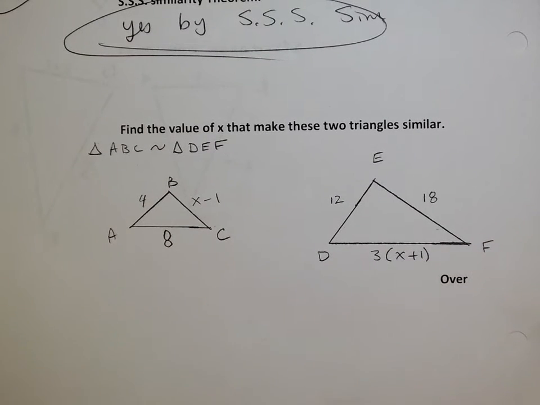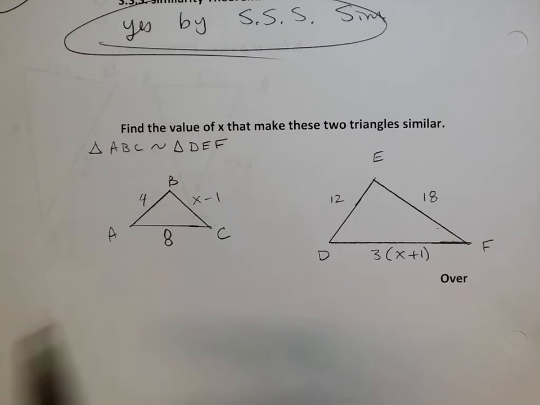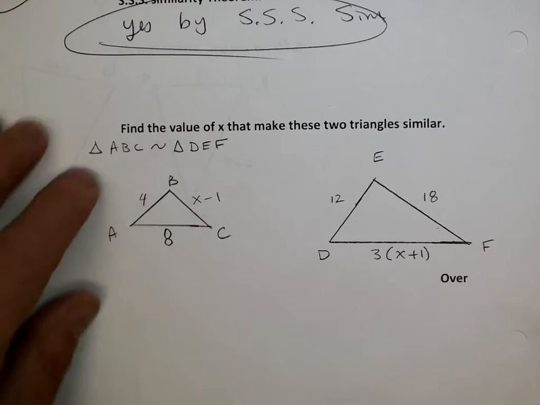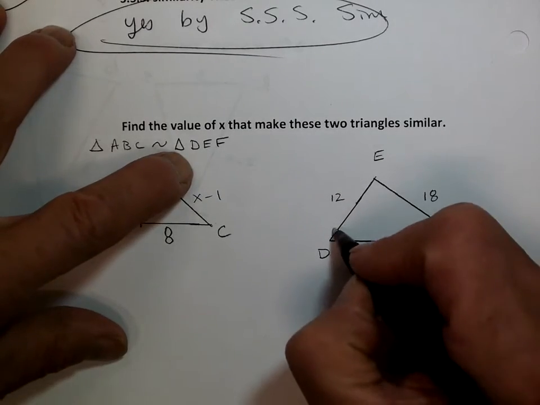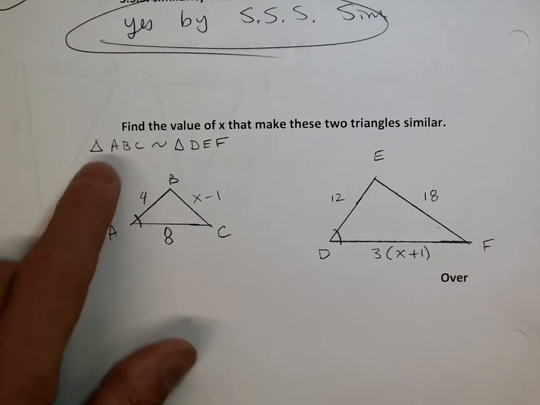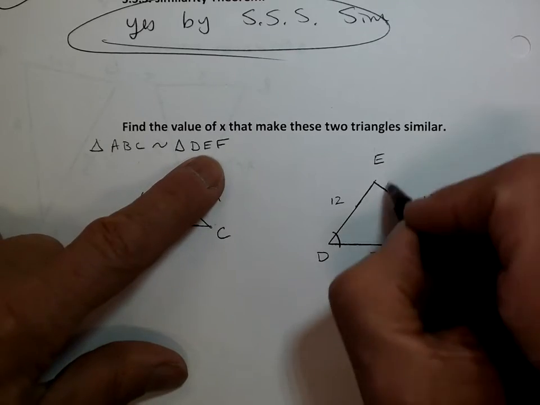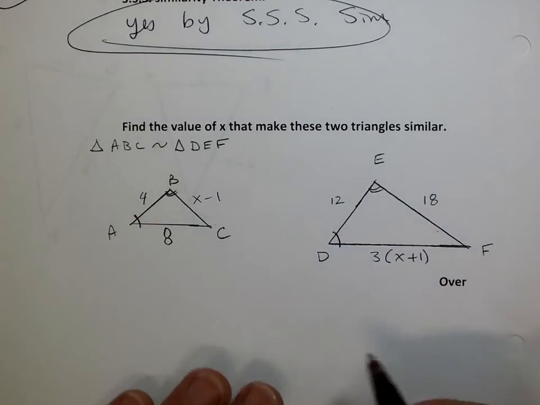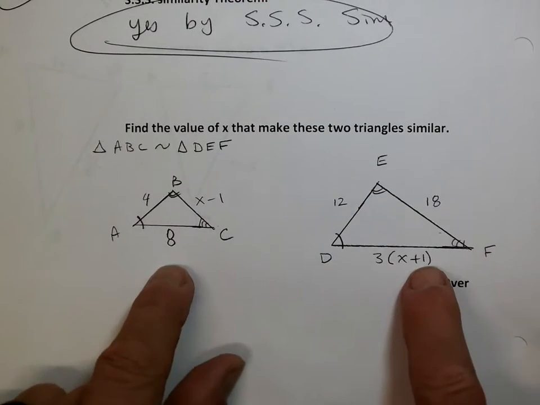So example 2, here's the deal. I told you they're similar. So if they are similar, we don't have to prove it. We just have to solve for x. So I know that angle A goes to angle D. I'm going to mark my triangle just so I don't get the wrong places and the wrong things, okay? I know that angle B corresponds to angle E, okay? And I know angle C corresponds to angle F. Okay, so that means that they're pretty much set up, right?